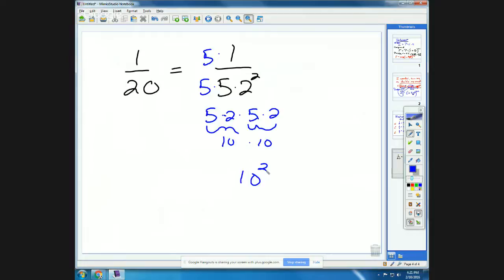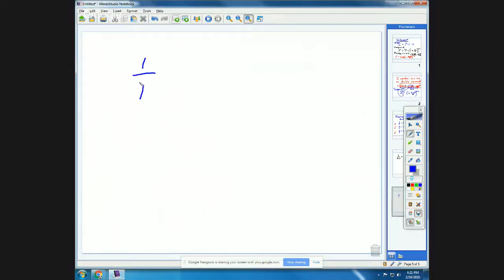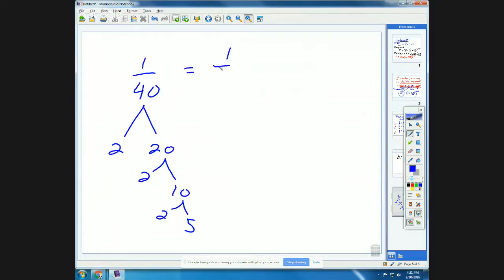So let's try again. Let's play the same trick on 1 over 40, and then we're going to factor 40. Let's see, 2 goes into 40, what, 20 times? 2 goes into 20, 10 times. 2 goes into 10, 5 times. So 1 over 40 is 2 cubed times 5. That's not yet a power of 10.